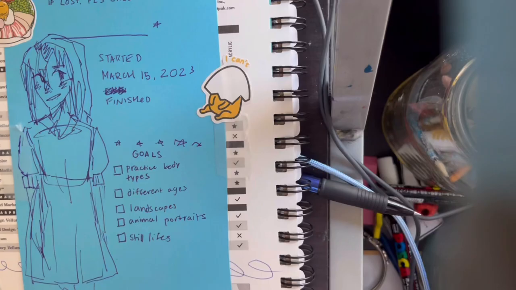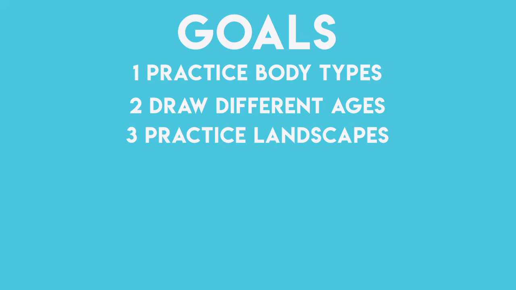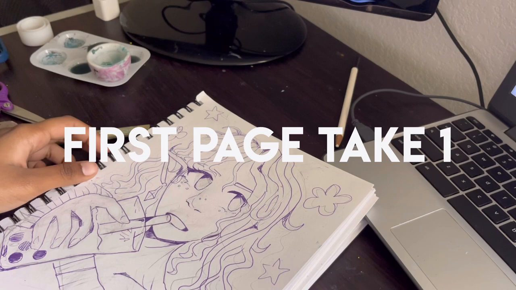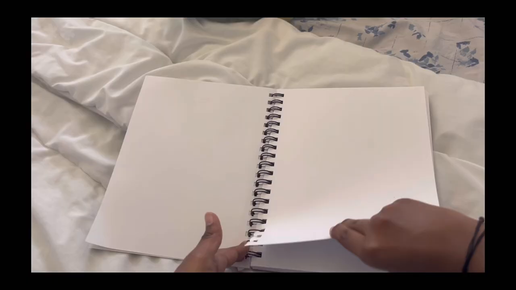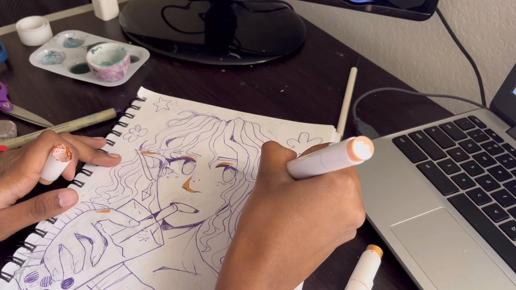And then I showed off the goals I have for the sketchbook, which are to practice body types, draw different ages, draw landscapes, draw more animals, and then still lifes. But this is my take one of the first page. I'm not sure if I like this first page or the other first page, which you'll see later. I think this feature is kind of growing on me though, because if I make a really good first page for my sketchbook halfway in, I could probably just replace the first page. So I don't know, it's less pressure that way, you know.